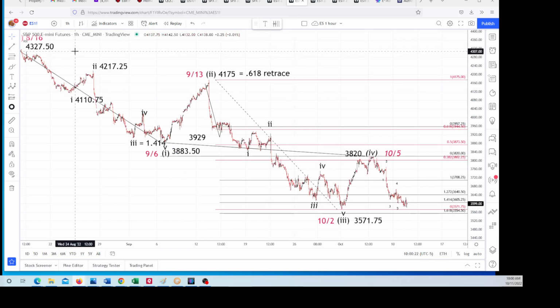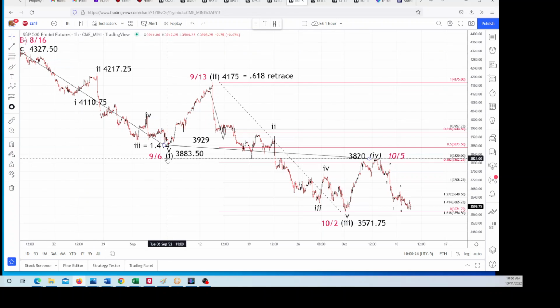Back here, we can look at the hourly. You can see we have a 1 down on 9/6. These dates are important, and we'll get into that shortly. 2 up on September 13th, which was a perfect 618 retrace. And then we have a third wave in parentheses subdividing or extending. You can see the 1 here, 2 up, 3 down, 4 up, and 5 on the low on October 2nd at 35.71. That's really key if that's broken.